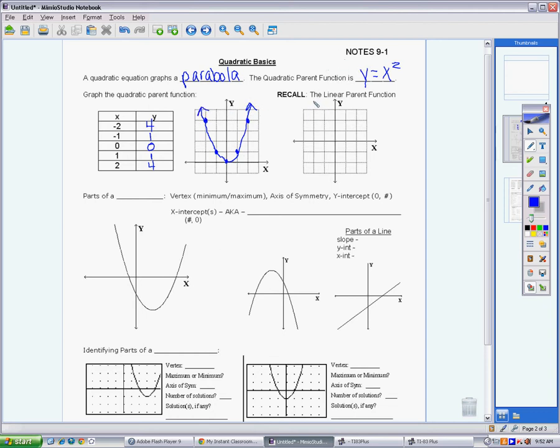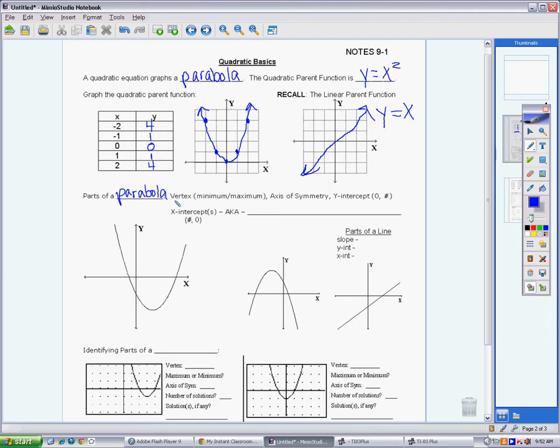Okay, recall the linear parent function. The equation for that was y equals x. These are the two parent functions we are responsible for on the algebra test. The linear parent function went right through the center of the graph at the diagonal with a positive slope. Right, we got parts of a parabola.